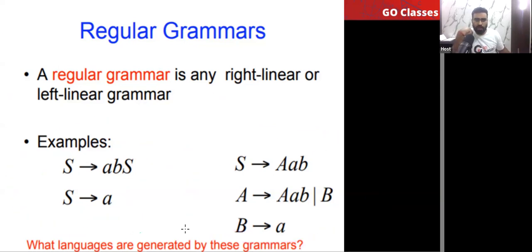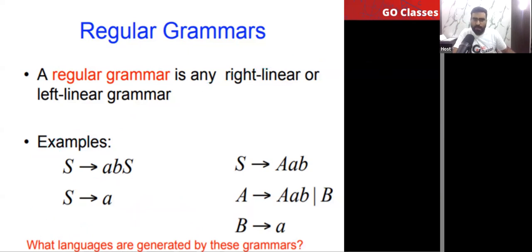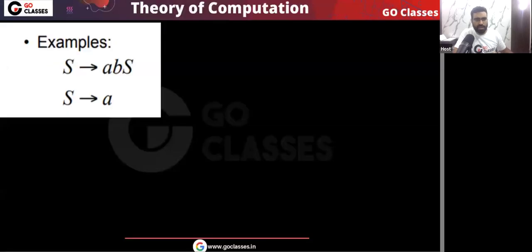Is this clear? Now, what are the languages generated here? Definitely the language will be regular, you already know, because this is a right linear grammar, so it will definitely generate regular language. But what is that language? Similarly, this is also a left linear grammar, so this will generate regular language. But what is that language? The question is asking which languages are generated by these grammars. So you can easily find the language generated by this grammar. You can notice that I can replace this S with AB S, or I can replace it with A.